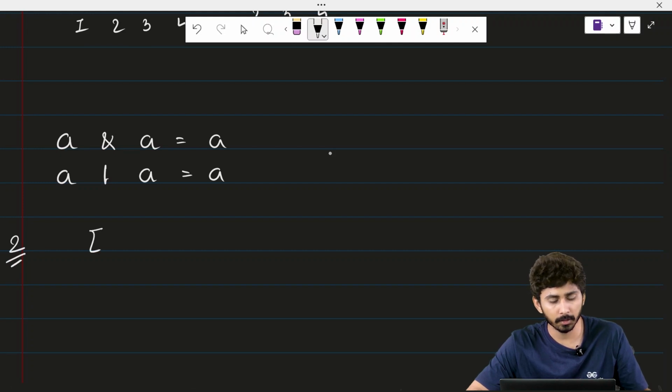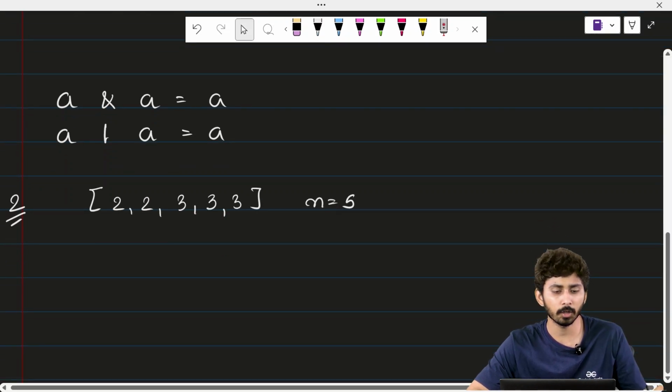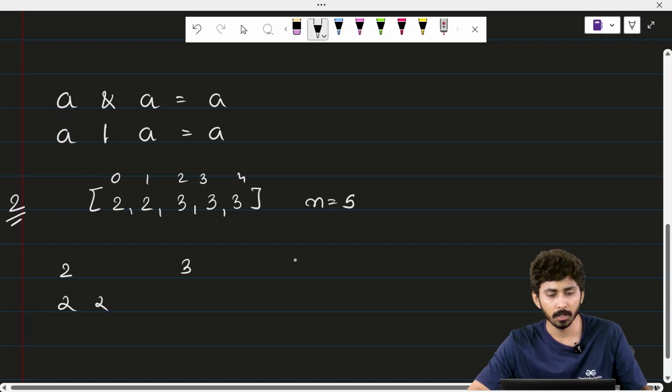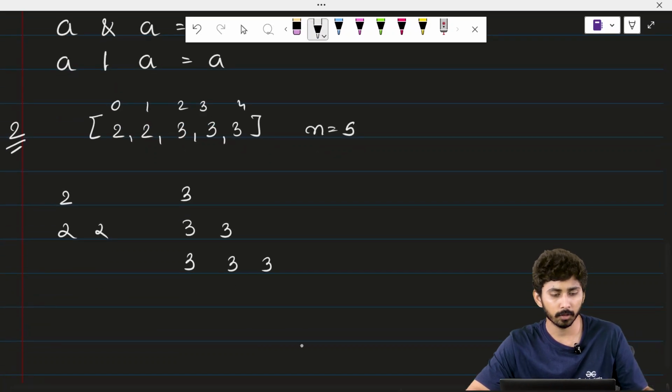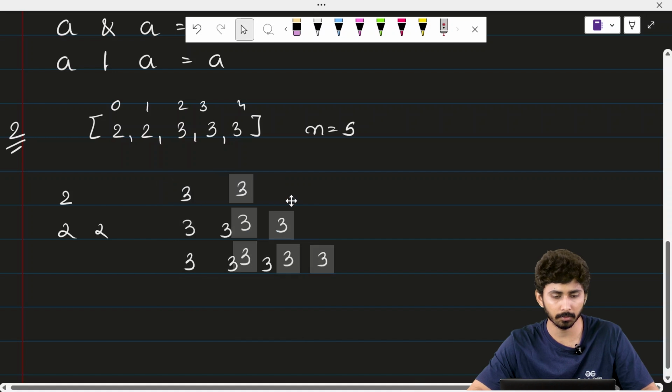I'll take an array something like this: 2, 2, 3, 3 and 3. What is the size? The size is equal to 5. Find all the subarrays that have similar elements. One of the subarrays, with indices 0, 1, 2, 3 and 4, will be this, and then this one. Then starting with index number 2, 3, then 3, 3 and this 3 and 3. For this you will have more subarrays something like this.